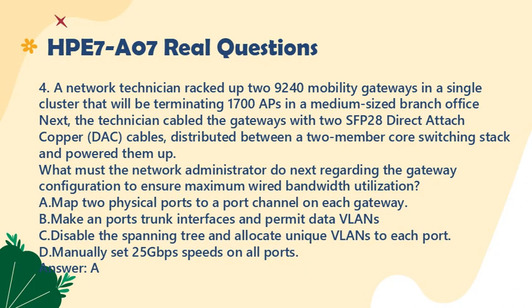A. Map 2 physical ports to a port channel on each gateway. B. Make all ports trunk interfaces and permit data VLANs. C. Disable the spanning tree and allocate unique VLANs to each port. D. Manually set 25 gigabits per second speeds on all ports. Answer: A.